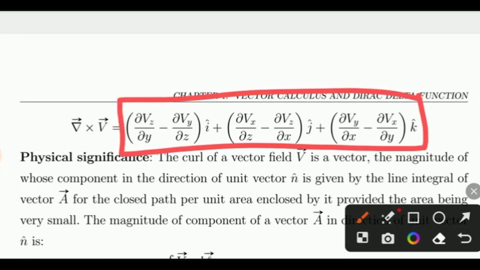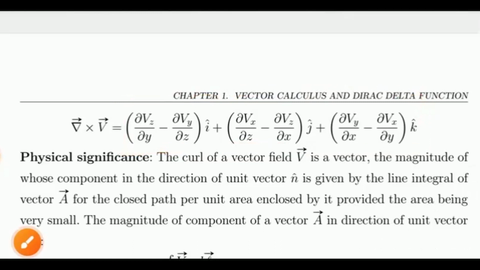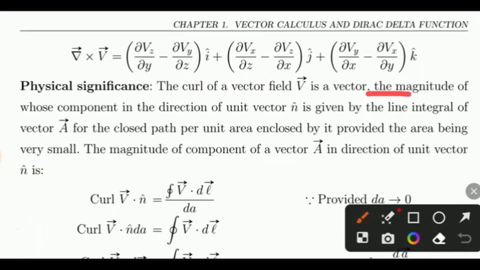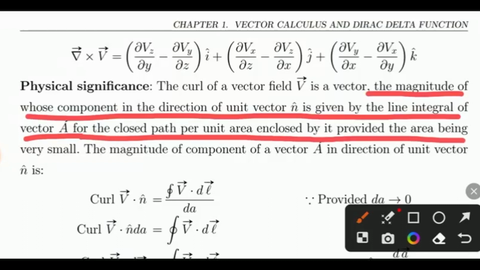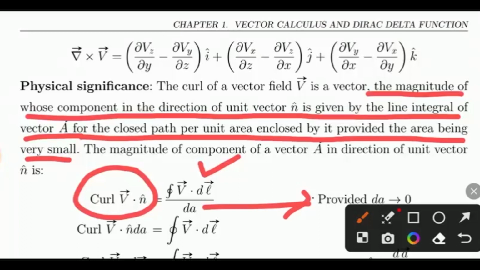The practical significance of this vector function is, number one, its magnitude or its component in the direction of unit vector n is given by the line integral of some vector V along a closed path per unit area enclosed, provided the area is very small. So we can express curl of V dot n as the line integral of that vector quantity V dot dl divided by A. Here the area is very small.